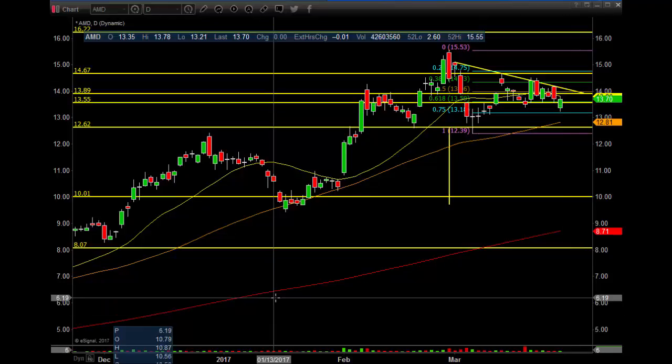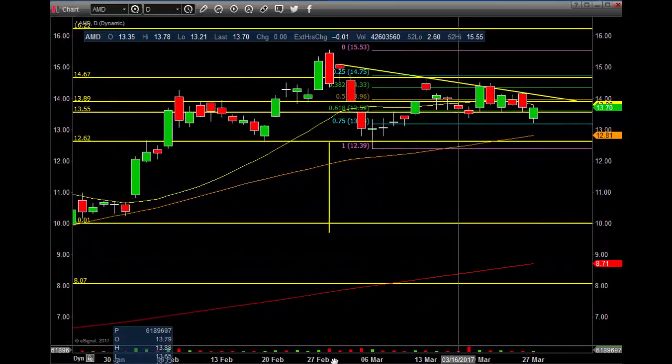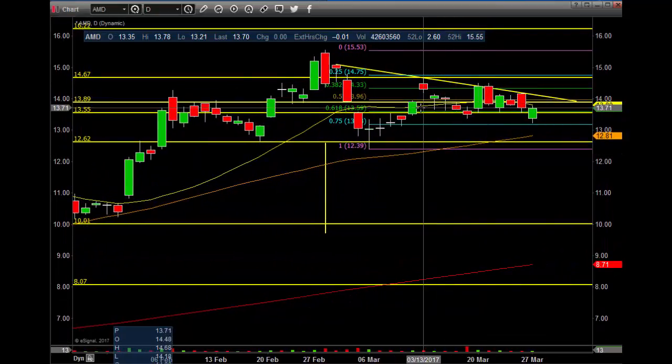Today we're looking at AMD on the daily, weekly, monthly time frames. We use technical analysis here at StockBookie.com. So let's get right into the daily AMD chart. And we always talk about this 20 MA here.